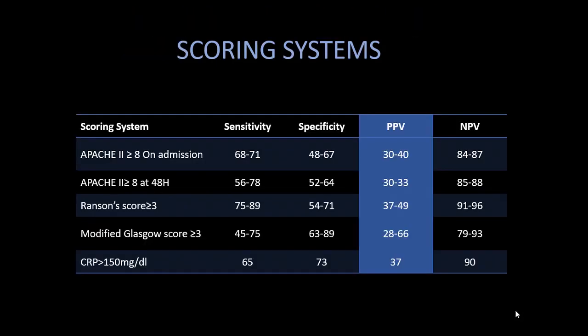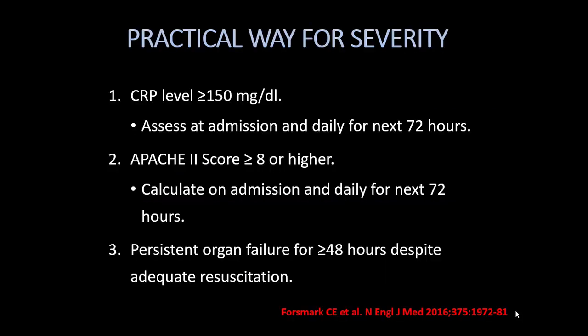Other scoring systems are APACHE II at the time of admission and at 48 hours, Ranson score, modified Glasgow score, and CRP. But they have low sensitivity and specificity compared to the BISAP score, and a positive predictive value of less than 50%. So they are not validated as compared to the BISAP score.